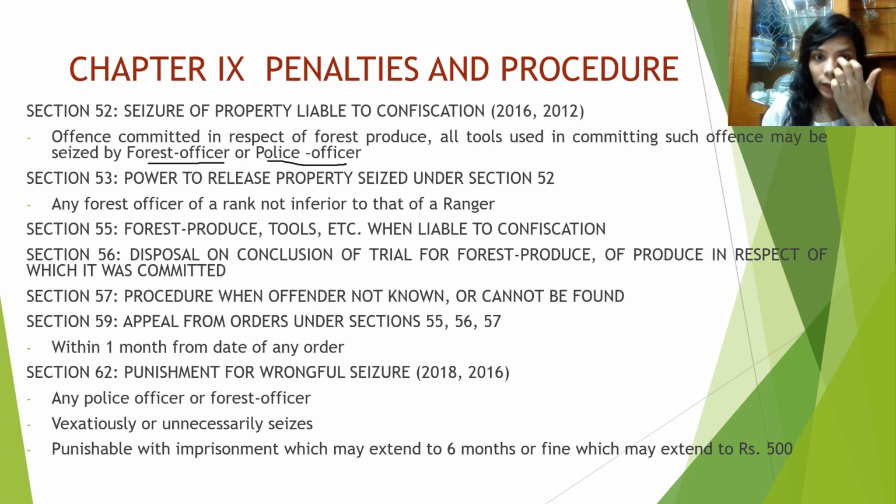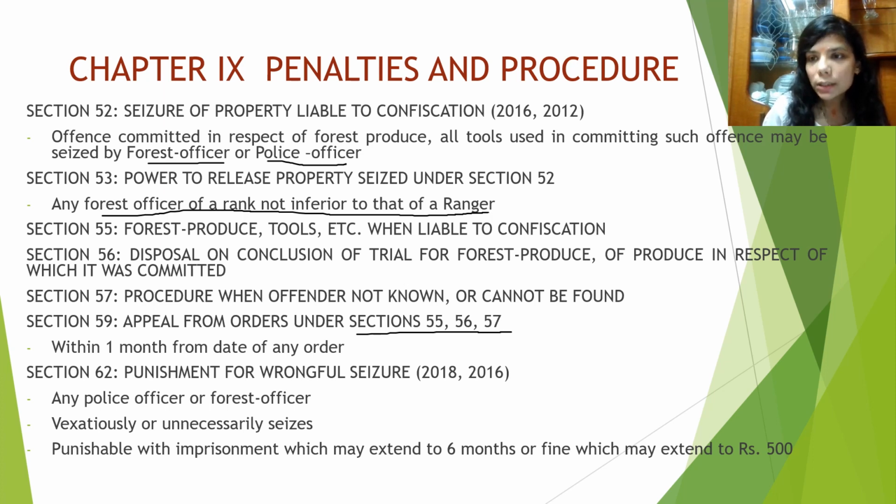Section 53, power to release property seized under section 52. This property can be released only by a forest officer whose rank is not inferior to that of a ranger. Section 55, forest produce, tools, etc. when liable to confiscation. Section 56, disposal on conclusion of trial for forest produce in respect of which it was committed. Section 57, procedure when offender not known or cannot be found. Section 59, appeal from orders under section 55, 56 and 57.